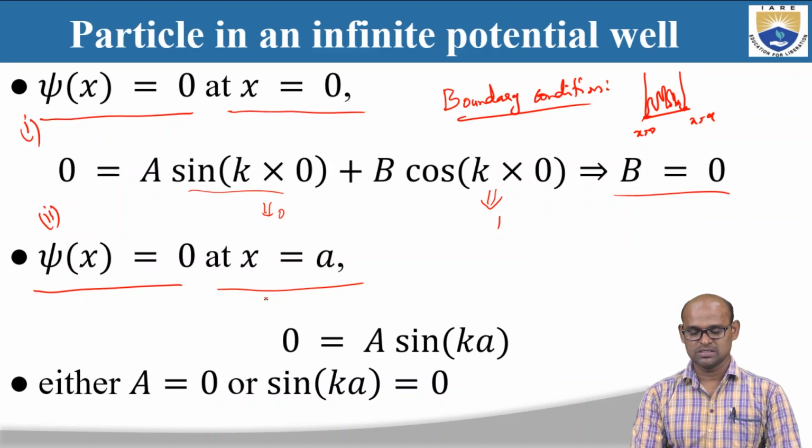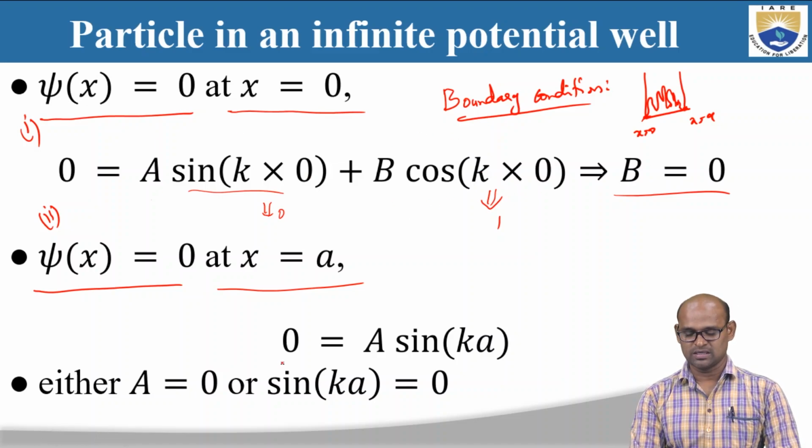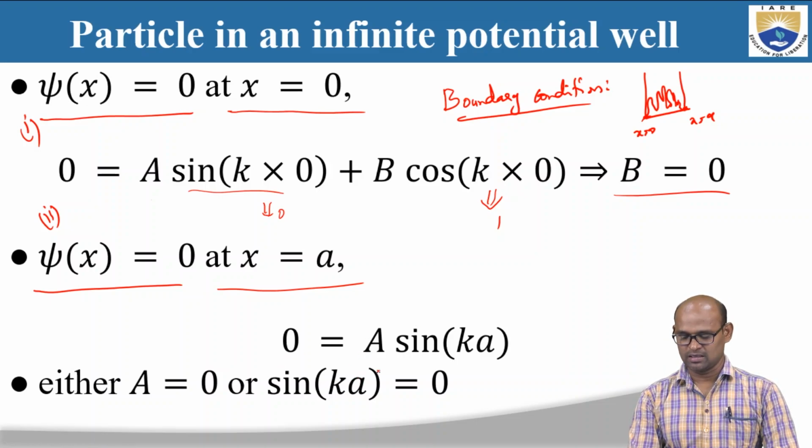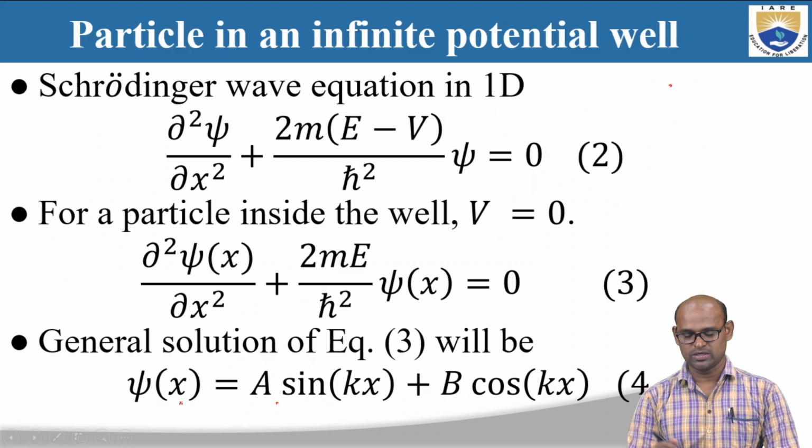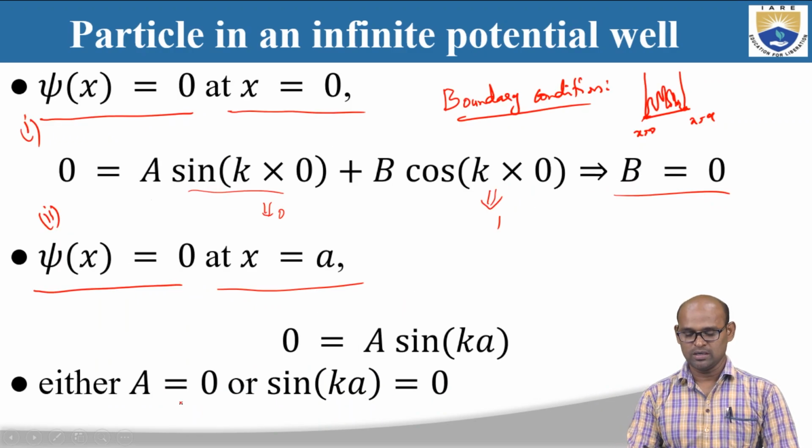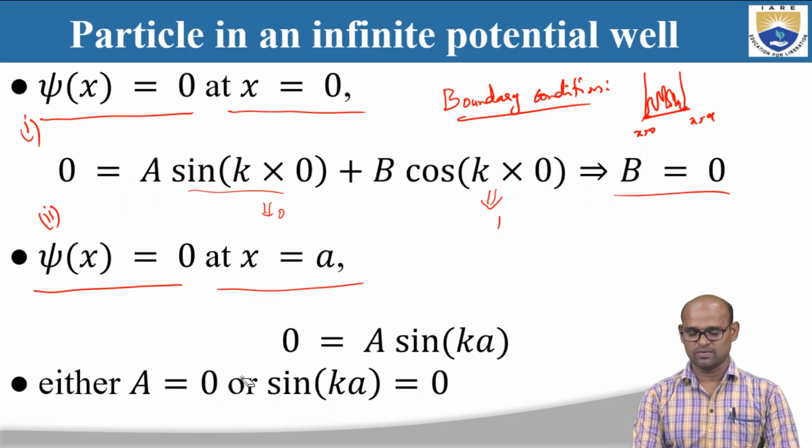So by substituting this, psi of x is equal to 0: A sin ka plus B cos ka is equal to 0, but B is already 0. So we don't have this term, we have only A sin ka is equal to 0. Either A can be 0 or sin ka can be 0. If A is equal to 0 and B is equal to 0, then if you substitute in the equation, psi will be 0. We do not want to take A equal to 0 because the psi wave function will be 0. So we are taking sin ka is equal to 0.